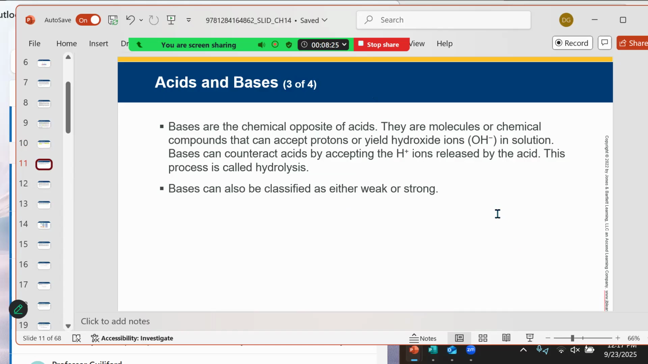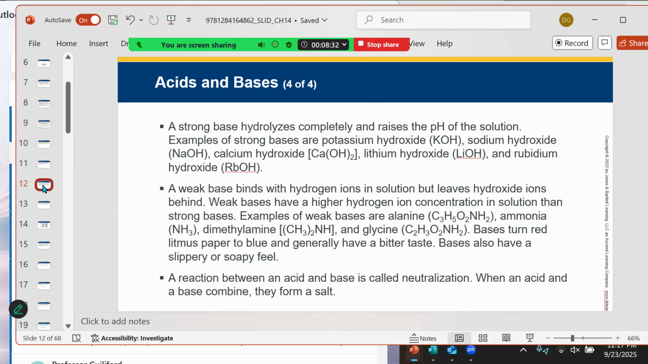Bases, the chemical opposites of acids, can also be weak or strong. I bet they're going to give us some examples here. Yep: potassium hydroxide, sodium hydroxide, lithium hydroxide. And then a weak base would be ammonia. So in the household, we've got at least one example of an acid, which would be vinegar, and one example of a base, which would be ammonia, things commonly used for cleaning.